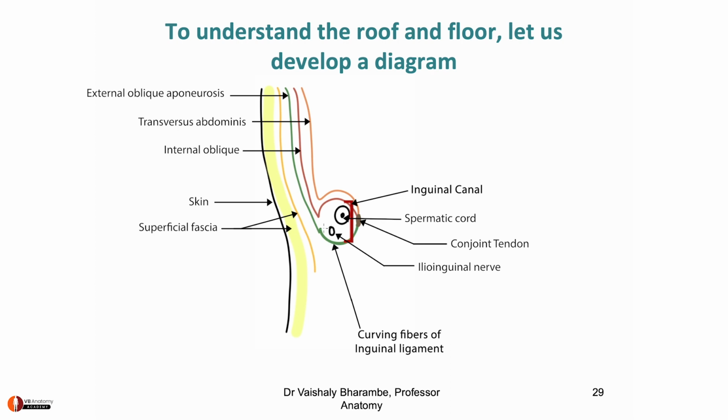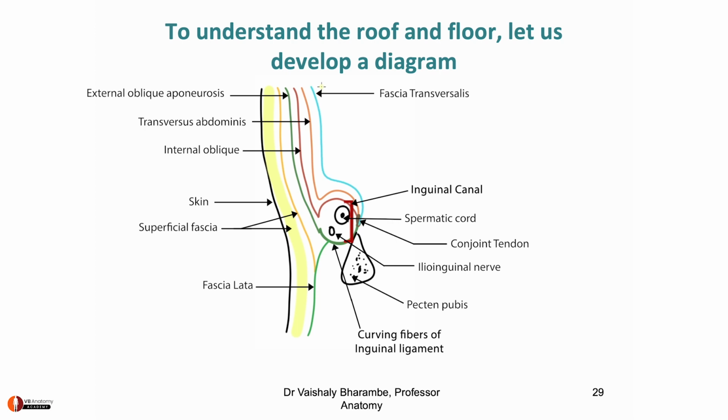Let's add the fascia lata to this, which gets attached normally to the inguinal ligament. Somewhere here is the pubic bone giving attachment to the inguinal ligament. You should add that. And this here is the fascia transversalis. Behind that here is the extraperitoneal tissue, and finally the peritoneum.